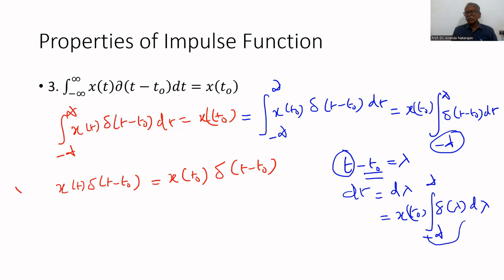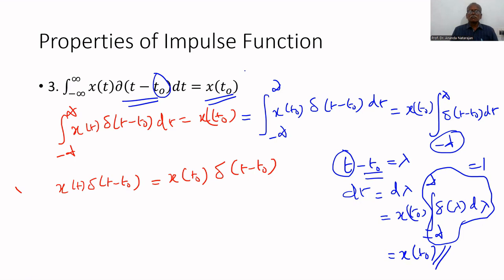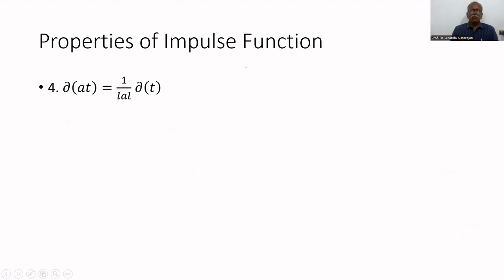We know that it's a property of the impulse signal that this equals 1. Therefore, this is equal to x(t0), which is the answer. So if you multiply by a delayed impulse function at t0, its integration is equal to x(t0). That is the third property. Now, let us see the fourth property.